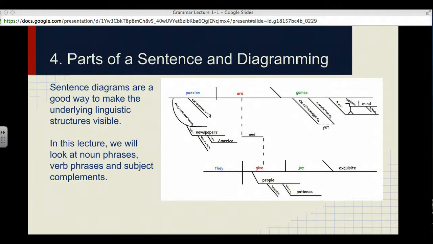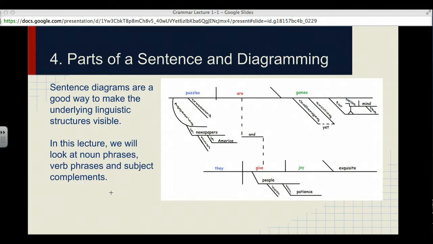Okay, so in our final section of our first lecture series, we're going to start to get into sentence diagramming. Now, as I said before, sentence diagramming is a great way to make underlying linguistic structures visible. A lot of the Virginia SOLs for varying grades incorporate some aspect of sentence diagramming, so it's going to be good for you to have a good understanding of how to do this as a teacher.